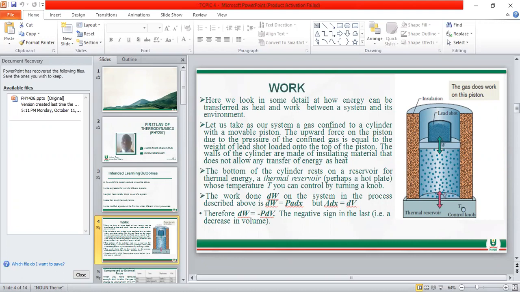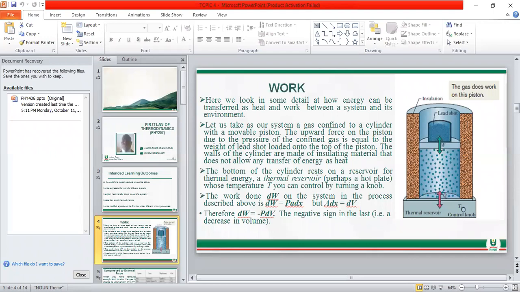Now, looking at this, you can see the cylinder there. Now, it has been compressed. If the piston moves upward, we are talking about compression of a gas confined in a cylinder. Now, let's assume the piston moves upward. The movement of the piston upward equals the weight of the lead shot that gave us the pressure applied.